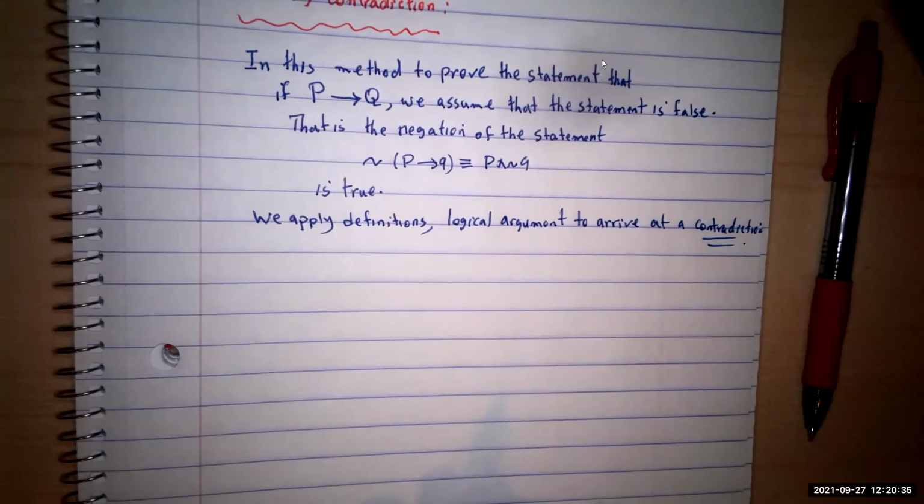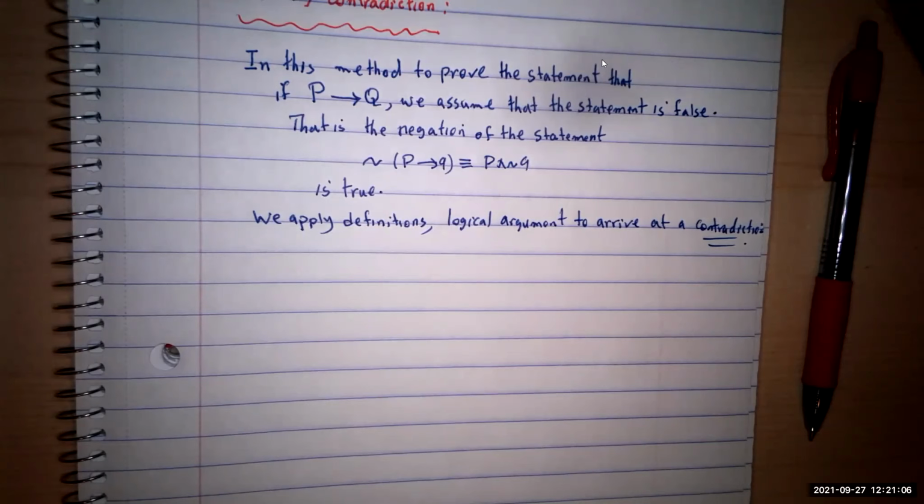You see, in the contrapositive, you start with not Q and you arrive at not P. But in this case, you start with not Q, but you are not going to arrive at not P. You arrive at something so well known that you reject it, something contrary to the known facts. So that would be the method of contradiction.